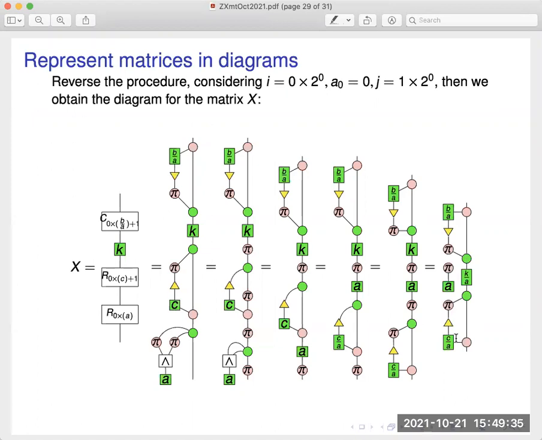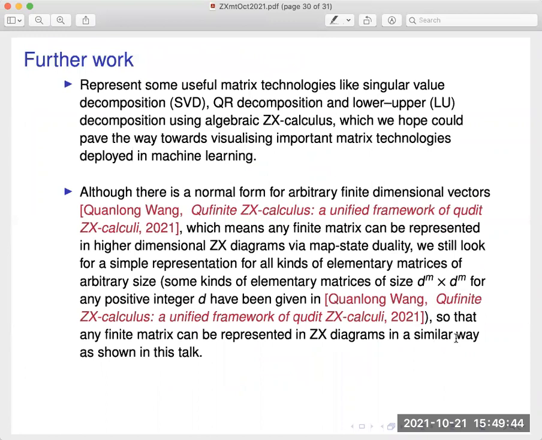How do we represent any matrix of size power of 2? So what's next? Next we want to do mainly 2 things.